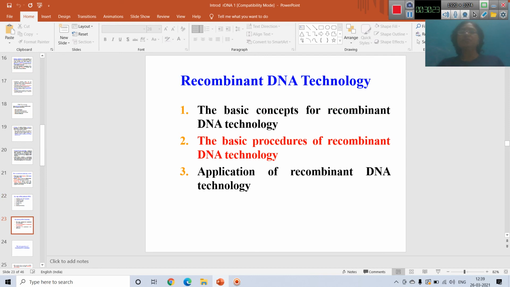Okay, so now we are coming to the second point, that is the basic procedures of recombinant DNA technology, which we will see tomorrow.